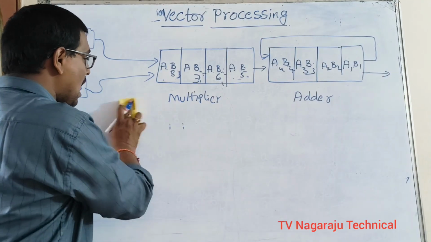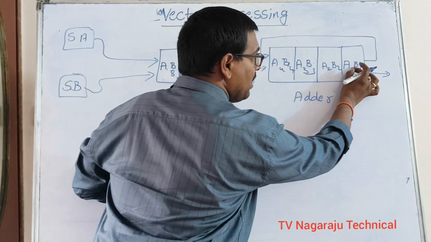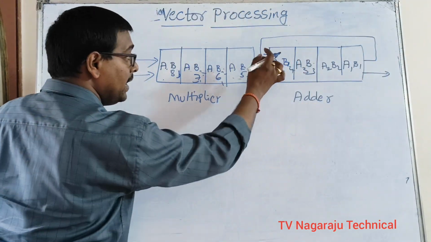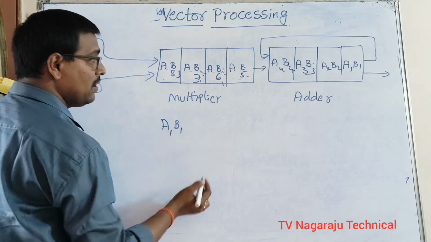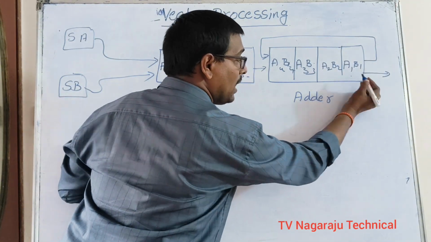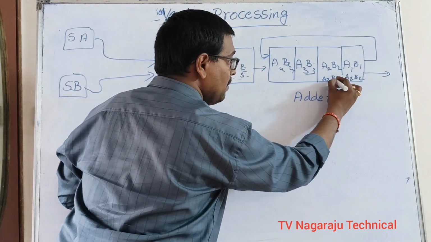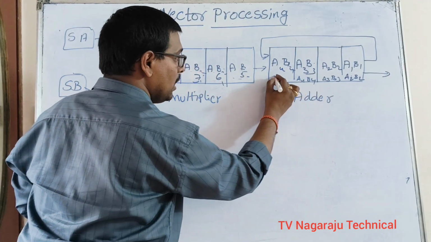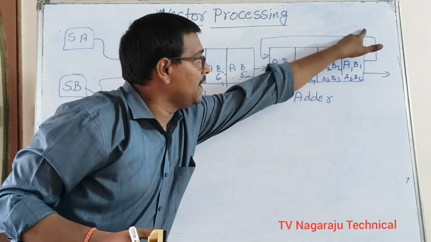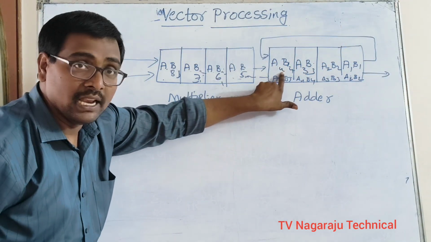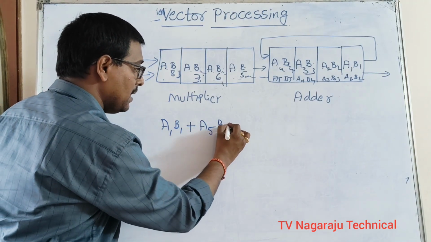Now understand, after completion of 8 clock cycles, in the 9th clock cycle, A1 B1 comes out. And once A1 B1 is coming out, here what is available? Immediately here A2 B2, A3 B3, A4 B4, A5 B5. This is shifted here. Now this A1 B1 is added with that element here. What is the pair here? The pair is A5 B5.